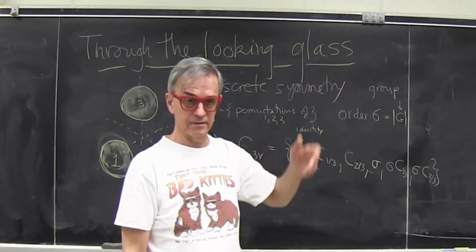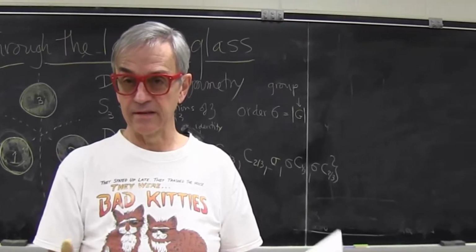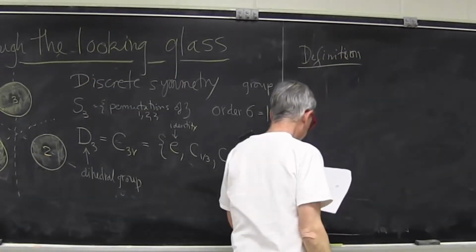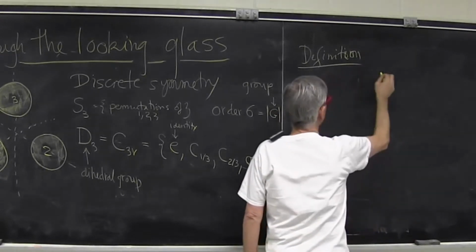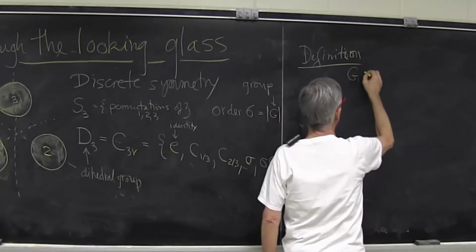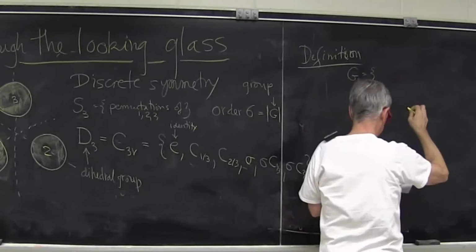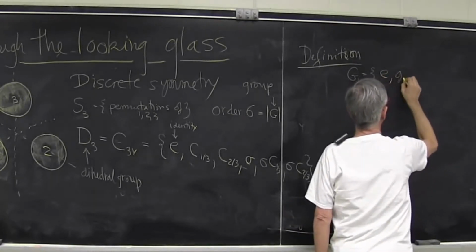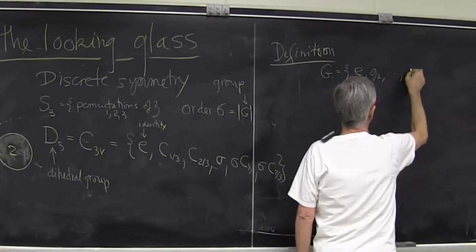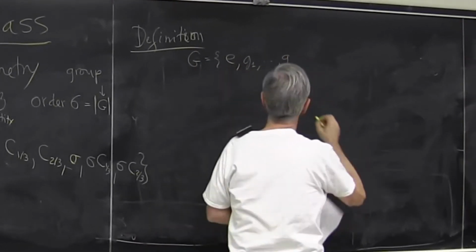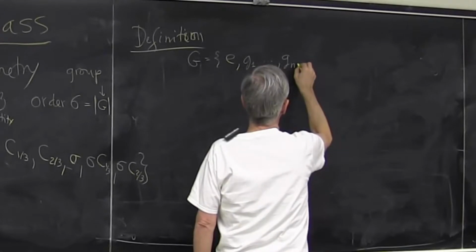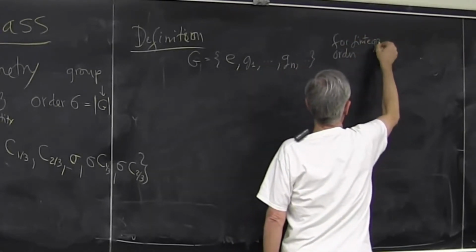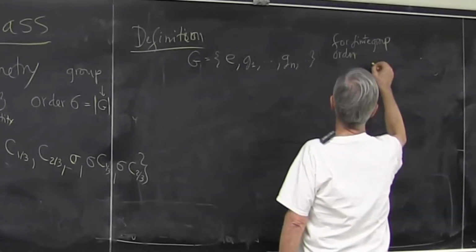So let's remember what the definition of a group is. A group consists of some number of abstract elements. It always contains identity. And the group can be finite, so maybe it has n elements, or it can be an infinite group. Continuous groups, for example, will have infinitely many elements. If the number of elements is finite, we can talk about the order of the group.